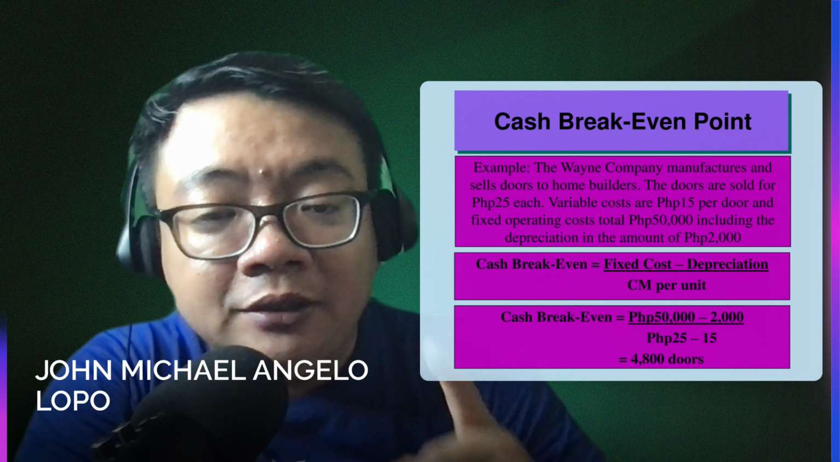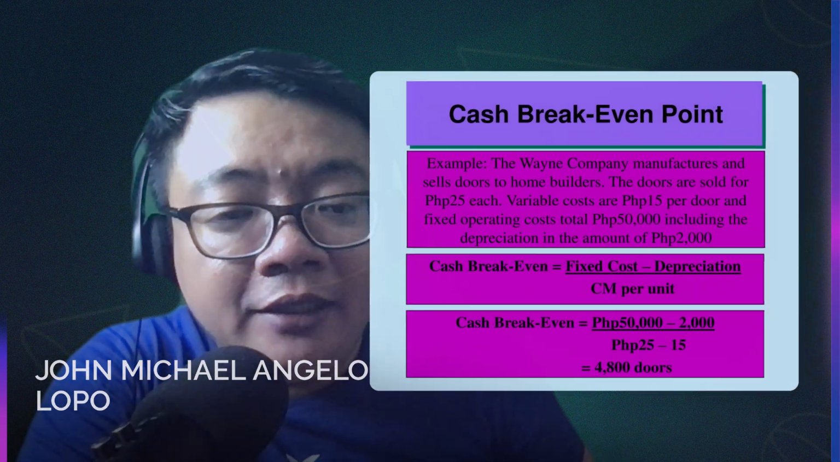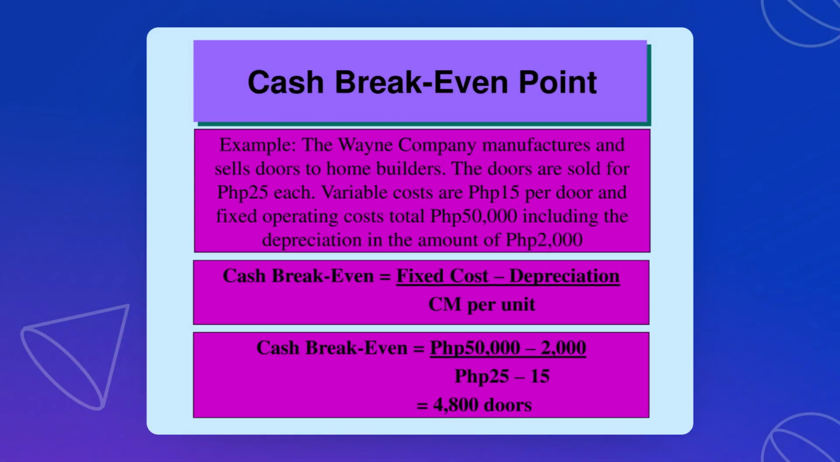Go back to our discussion. What does 4,800 mean, class? It means that if you sell 4,800 units, your cash break-even point is 4,800, meaning net income is zero, but you subtract non-cash transactions. Please be careful, in the cash break-even point you will subtract your depreciation. Very good.